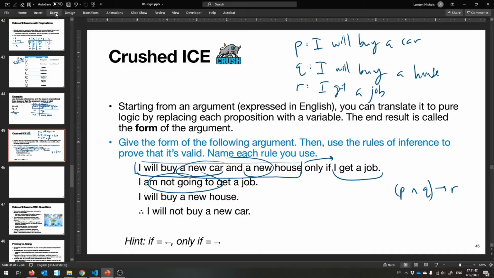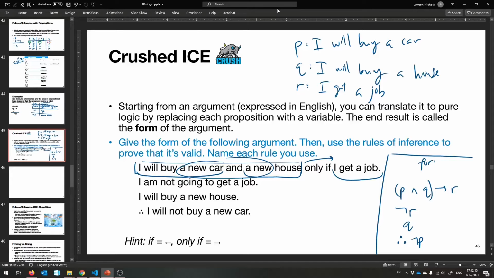How about this line? I'm not going to get a job. Sad day. That's not R, negating it. I will buy a new house. That's just repeating Q verbatim. That's a hypothesis now. And then what we're trying to prove with those hypotheses is I will not buy a new car. That is P, but negated now. So this is the form of the argument right here.